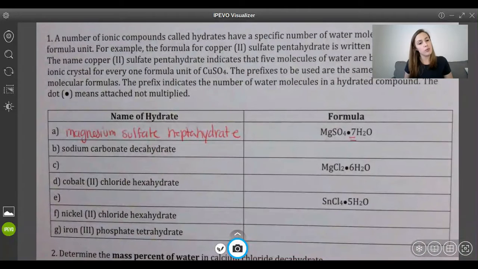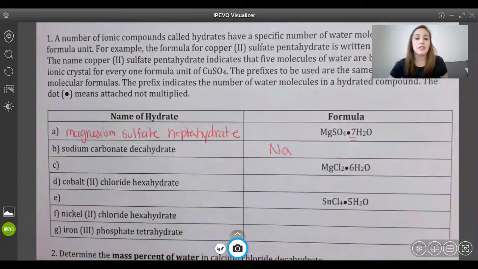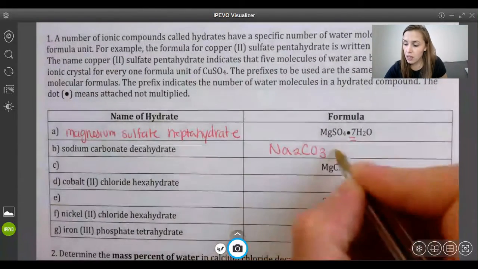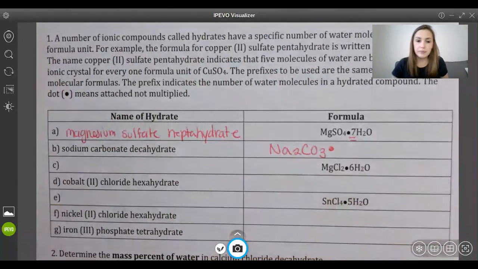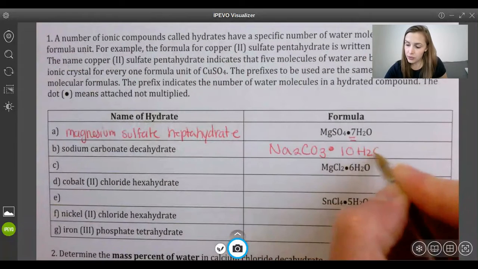Okay, if we work the other way, which is probably most commonly how you're going to see this, we have sodium carbonate decahydrate. We need to write the formula. So I'm going to start with my sodium carbonate. Sodium is +1 and carbonate is -2, so we need to make sure we have 2 sodiums, and then CO3. Make sure you include that dot. And then decahydrate is going to be 10 waters.